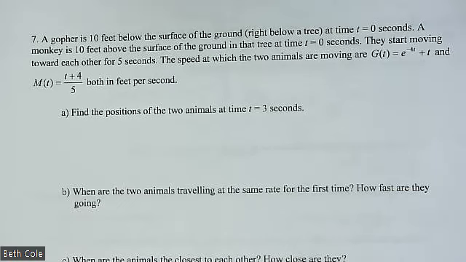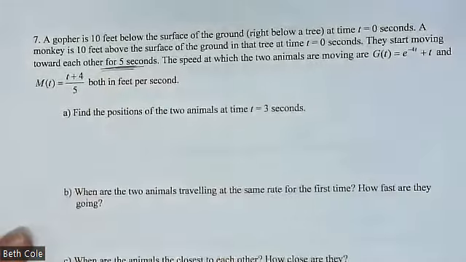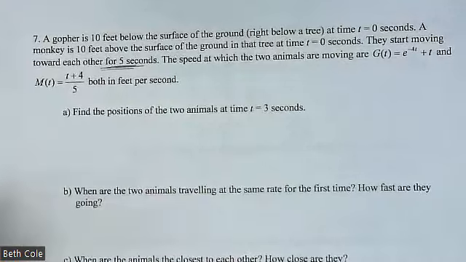All right. Then there's a monkey in the tree. Where's he? +10. He's 10 feet above the ground in the tree at time 0. They start moving towards each other for 5 seconds. That's going to come up later, so just hold on to that.